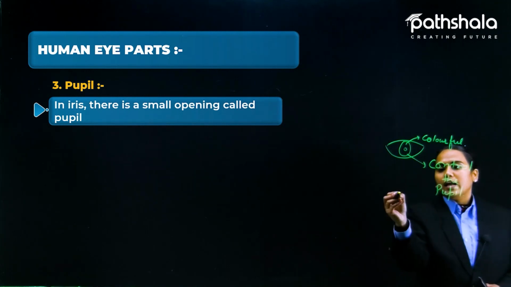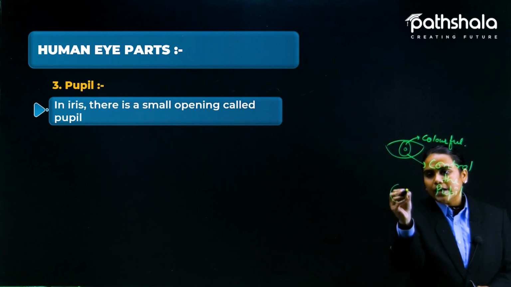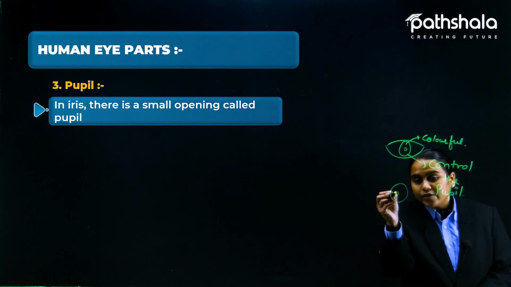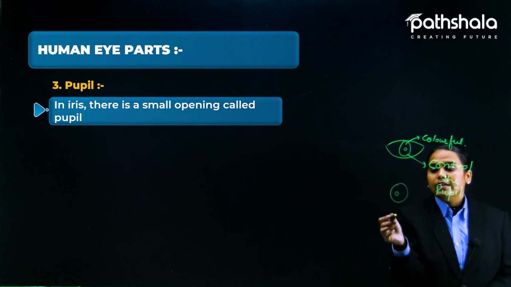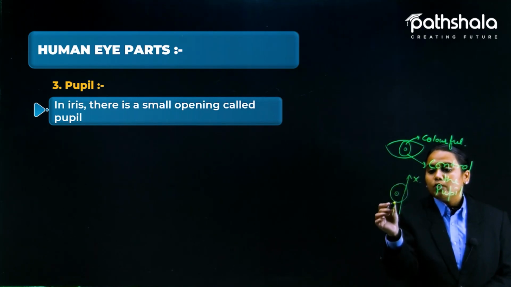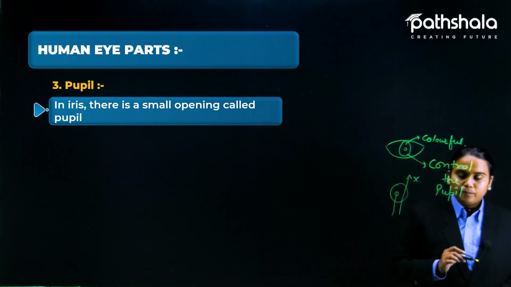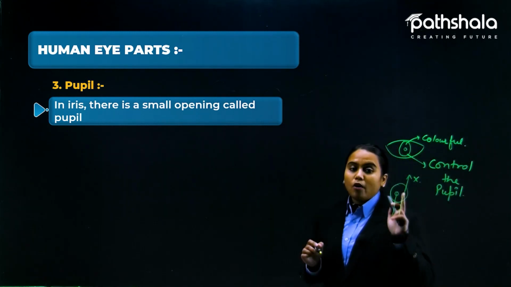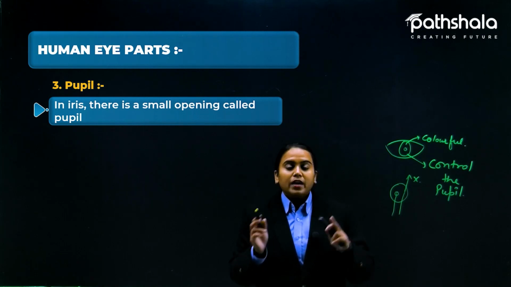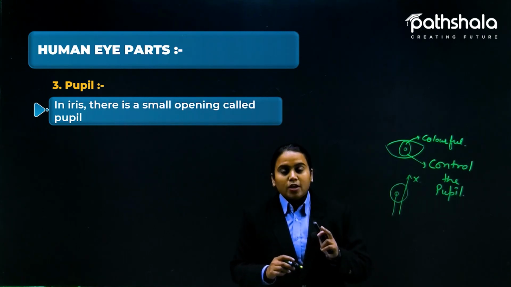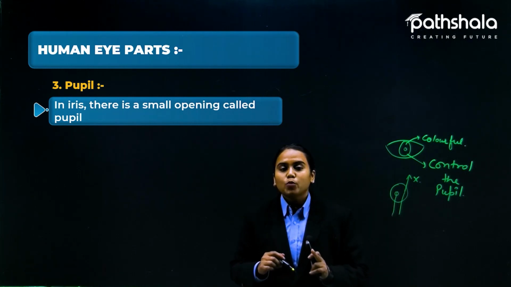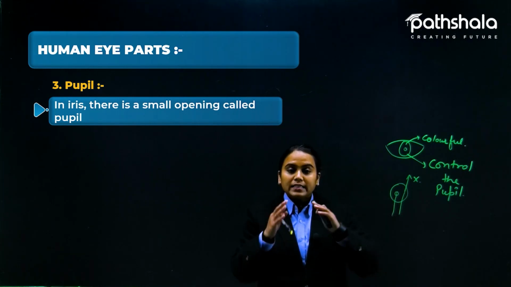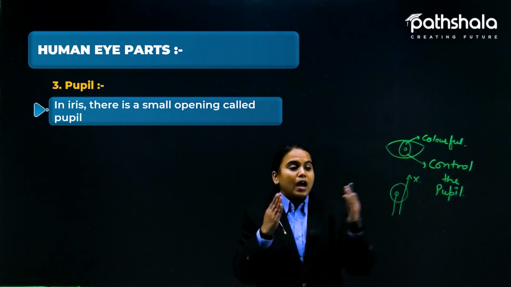The pupil is something like a hole inside the iris. Light enters through this pupil only. Light does not enter through the iris, so if it is said like that, it is wrong. It enters only through the pupil, but the size of the pupil is controlled by the iris. So in the iris, the small opening is known as the pupil, and its size is controlled by the iris.